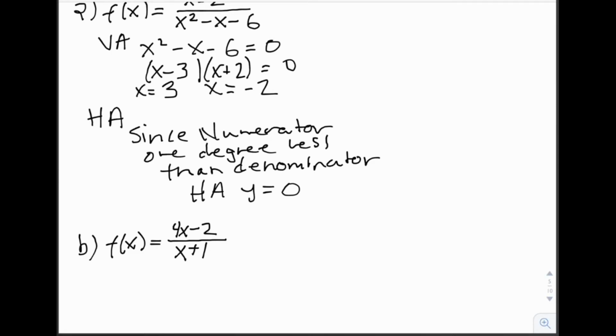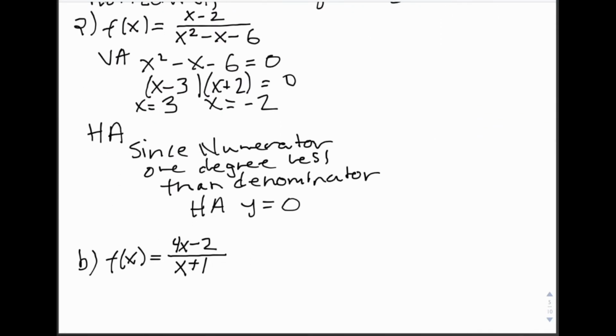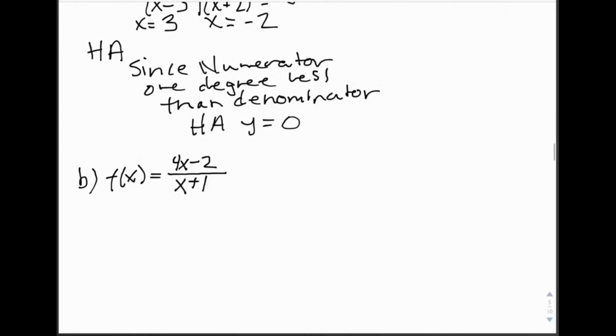Okay, and finally we want to see if we have slanted asymptotes or oblique asymptotes, and that's going to be this C portion here. So if the numerator is exactly 1 degree more than the denominator, there will be an oblique or slanted asymptote. That is not the case for us, so we will have none in this case. All right, let's move on to B.